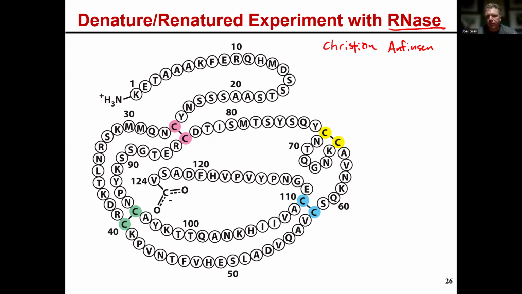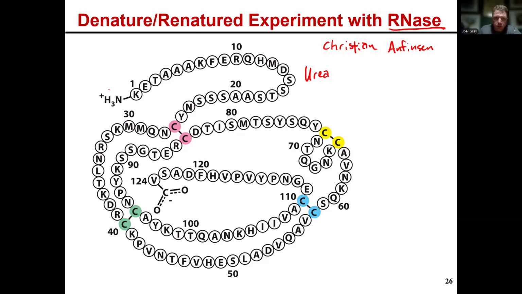RNase can very easily be purified, and can be very easily analyzed. And you know what I'm going to do is I want to study how this protein responds to a chaotropic agent like urea. So that's going to disrupt all the hydrogen bonds.